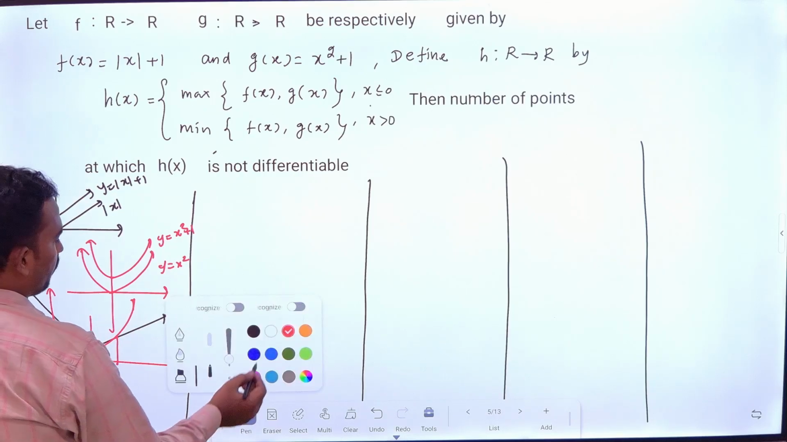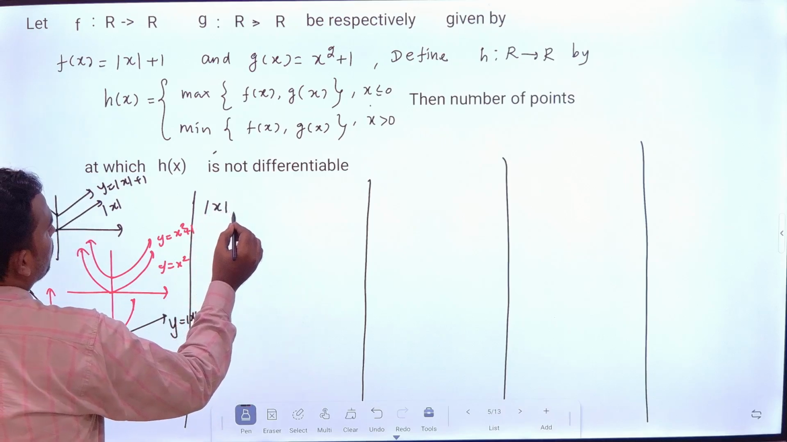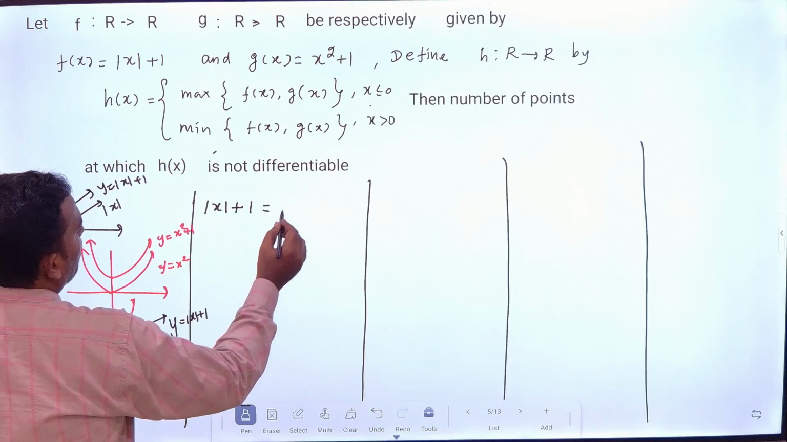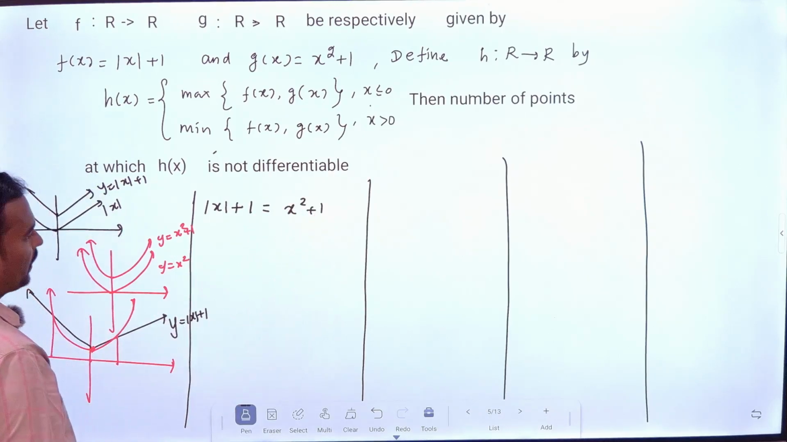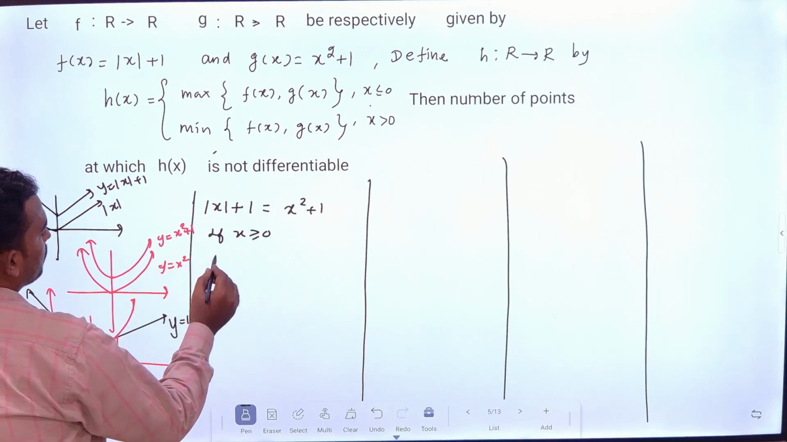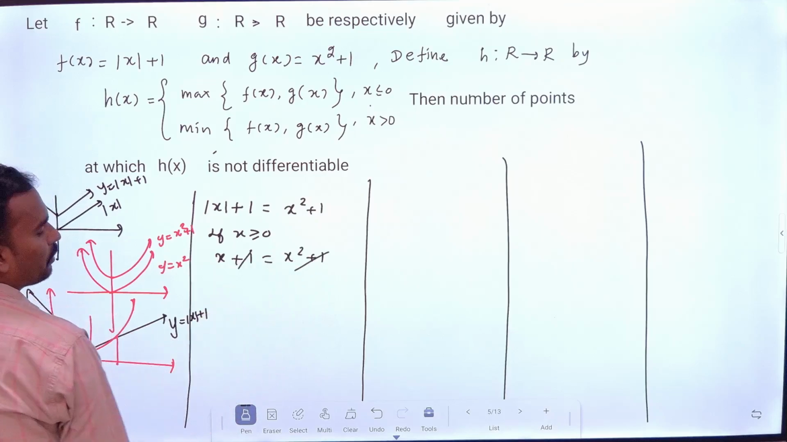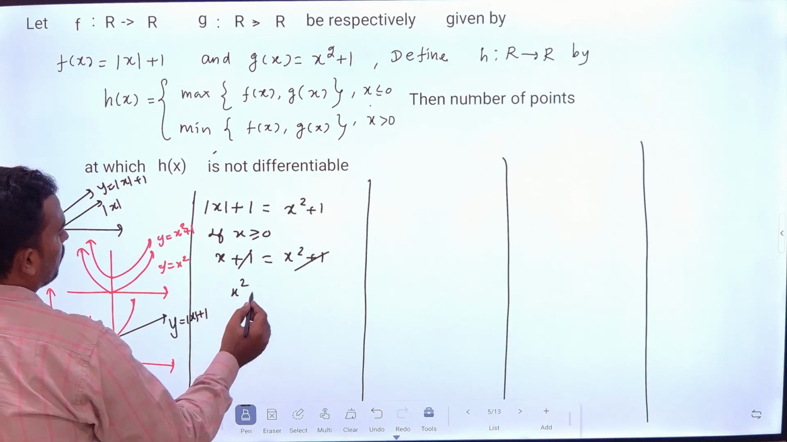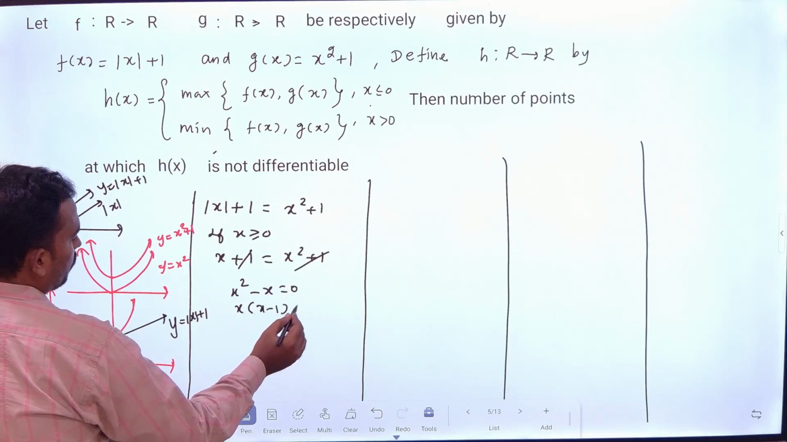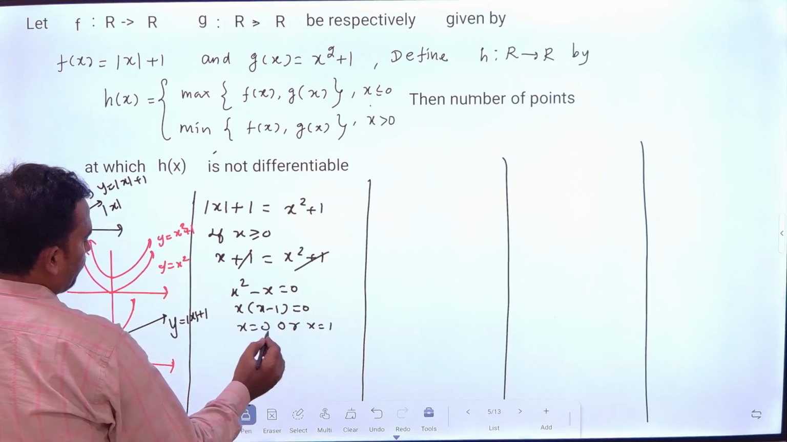Let us find the points of intersection of these two curves. The equations are |x| + 1 and x² + 1. If x is greater than 0, |x| is x, so x + 1 = x² + 1. The 1s cancel, so x² − x = 0. Taking x common, x(x − 1) = 0. Then either x = 0 or x = 1.